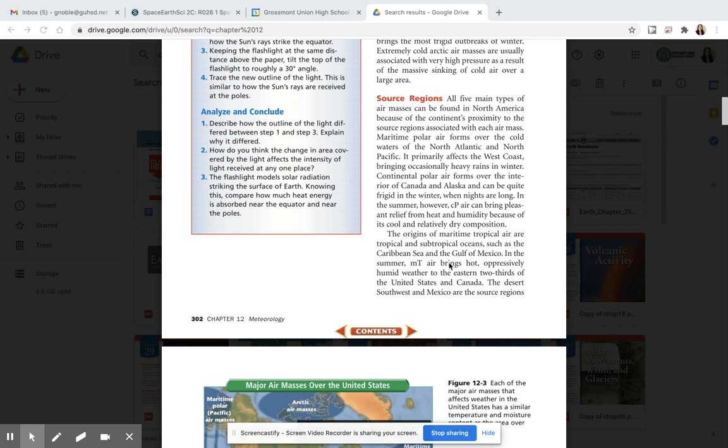Maritime polar air forms over the cold waters of the North Atlantic and North Pacific. It primarily affects the west coast, bringing occasionally heavy rains in winter. Continental polar air forms over the interior of Canada and Alaska and can be quite frigid in the winter. When nights are long in the summer, however, cP air can bring pleasant relief from the heat and humidity because of its cool and relatively dry composition.